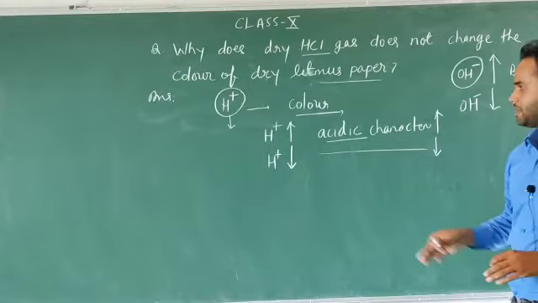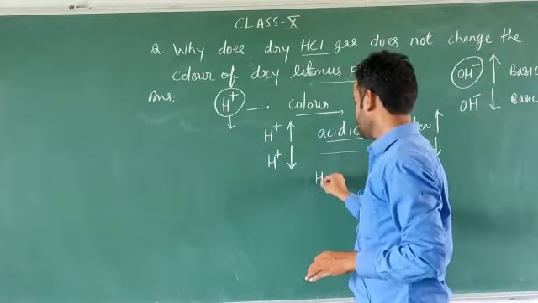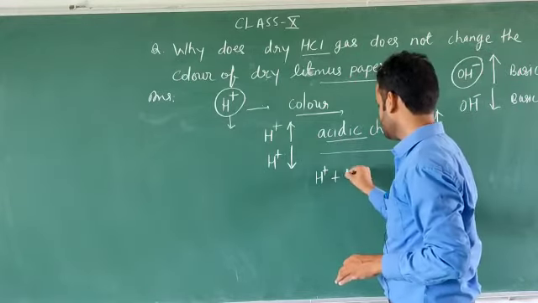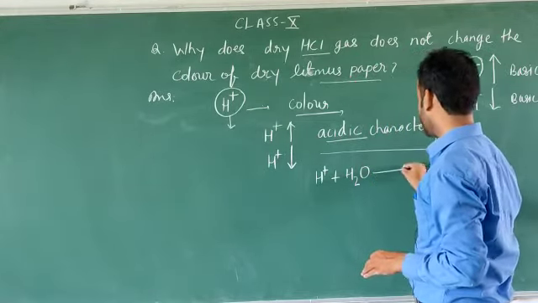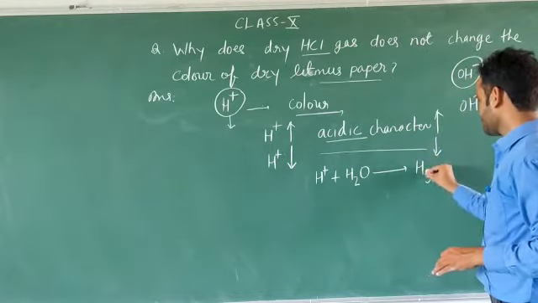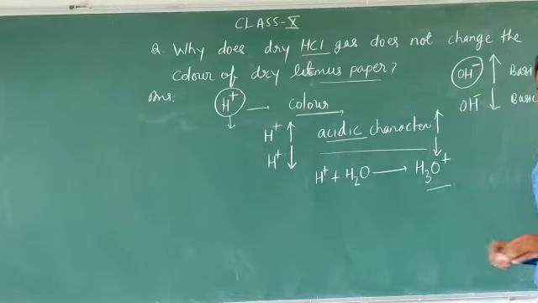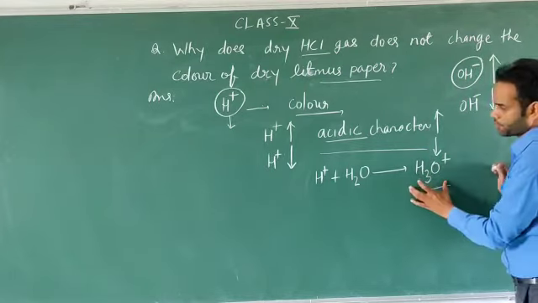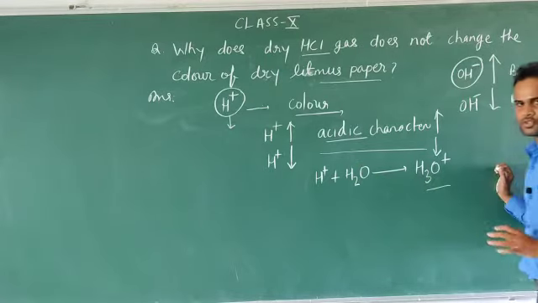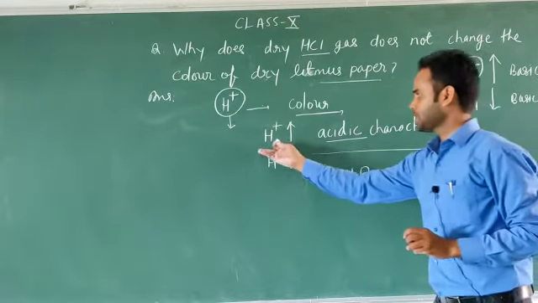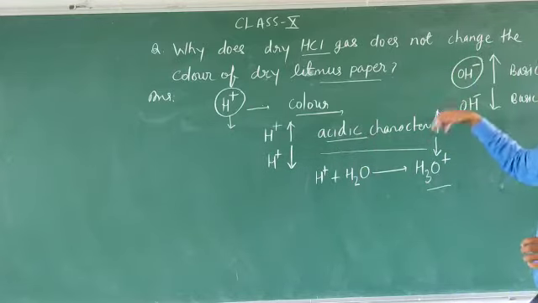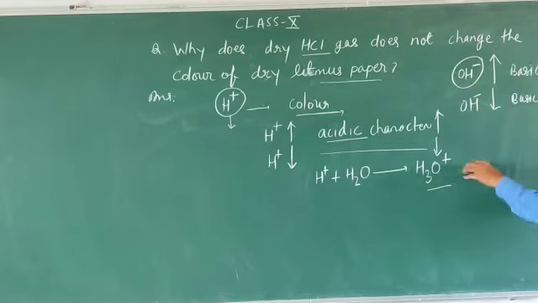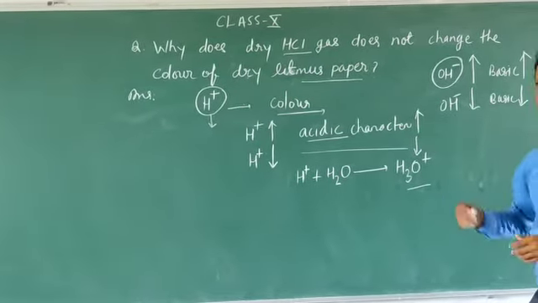We also have to know that the hydrogen ion is very unstable. After its formation, it reacts instantly with water and gives the hydronium ion, H3O positive. Hydronium ion forms only because of the hydrogen ion. So if the hydrogen ion concentration is maximum, the acidic character will be more. If the hydronium ions are maximum in the solution, the acidic character is maximum.